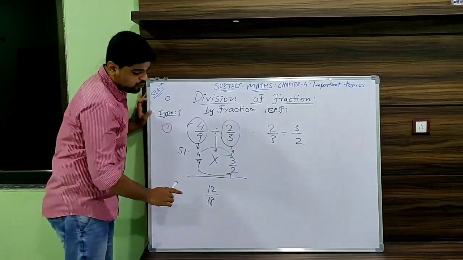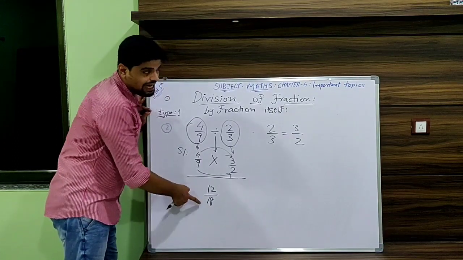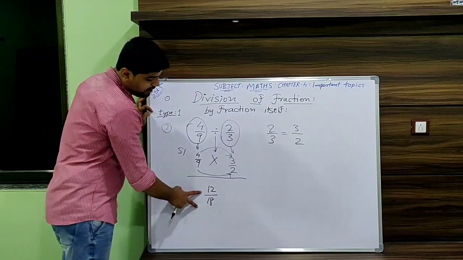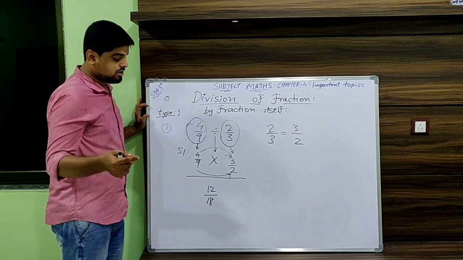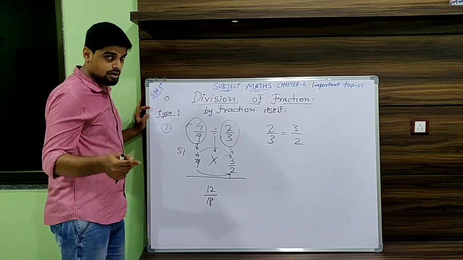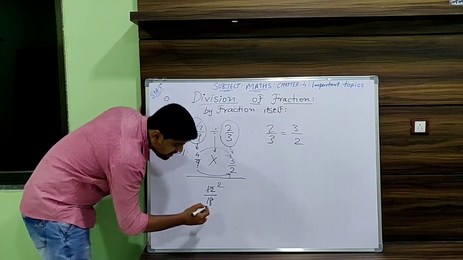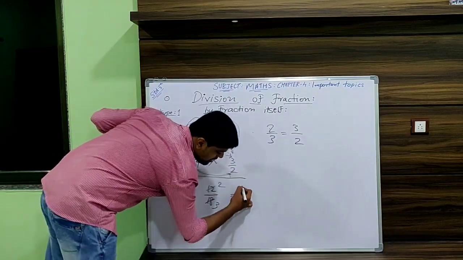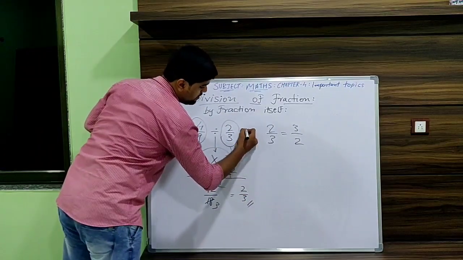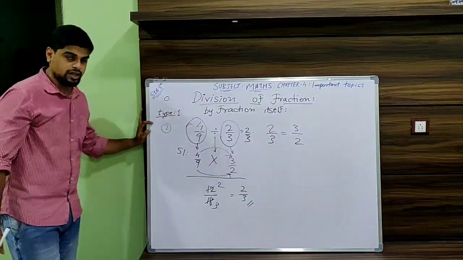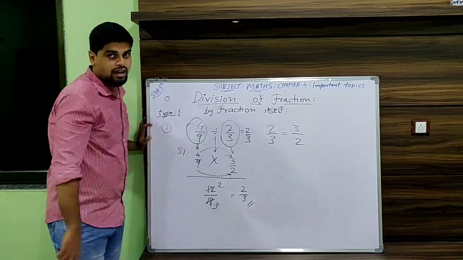Now as I say, you have to always check whether the simplest form is possible or not. So 12 and 18, both these numbers come in which table? Let's say 3: 3 4s are 12, 3 6s are 18. Yes, in the table of 3 it is coming. And also in the table of 6: 6 2s are 12 and 6 3s are 18. So your answer will become 2 by 3. Okay. So for this division, your answer will become 2 upon 3. Is it clear, students? In this way, you can divide a fraction by a fraction.